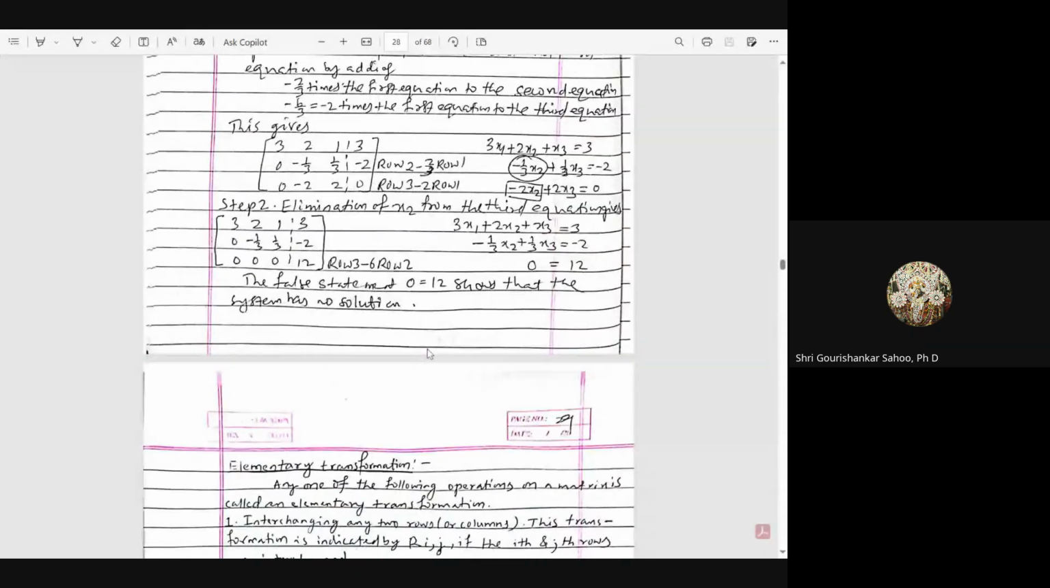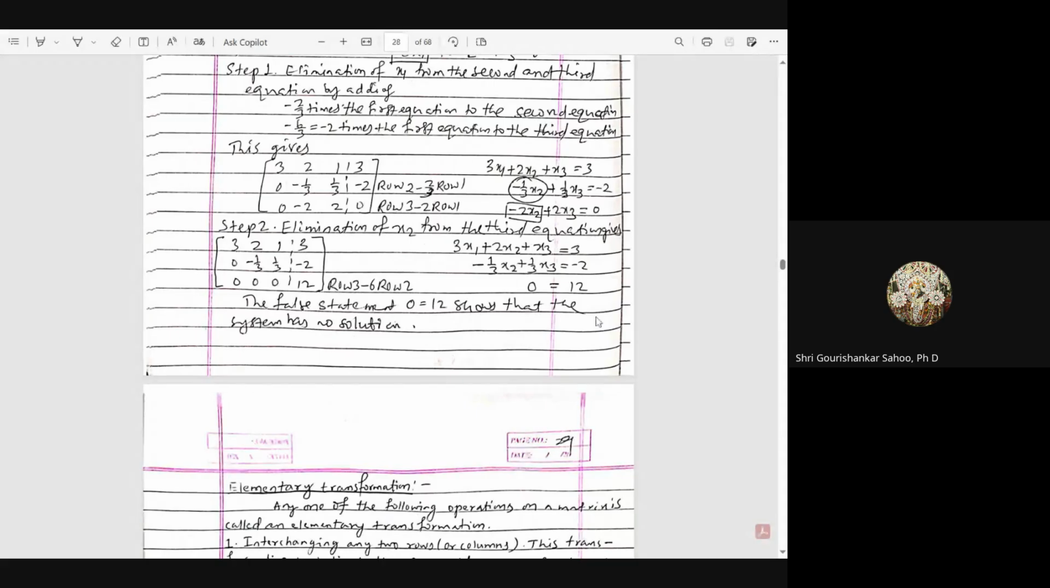Then Gauss elimination where no solution exists. The false statement 0 is equal to 12 shows that the system has no solution, because here you get 0 is equal to 12, which is not possible. So it has zero solutions.